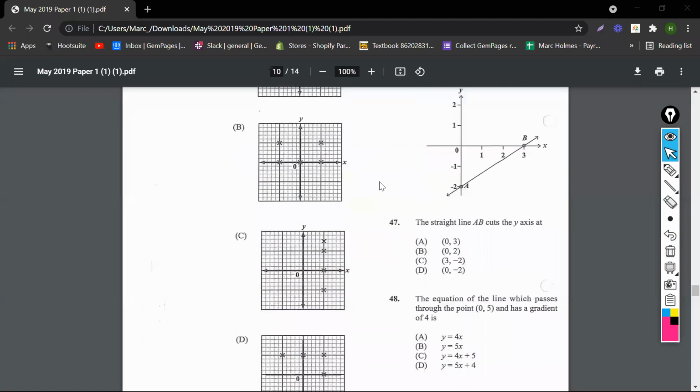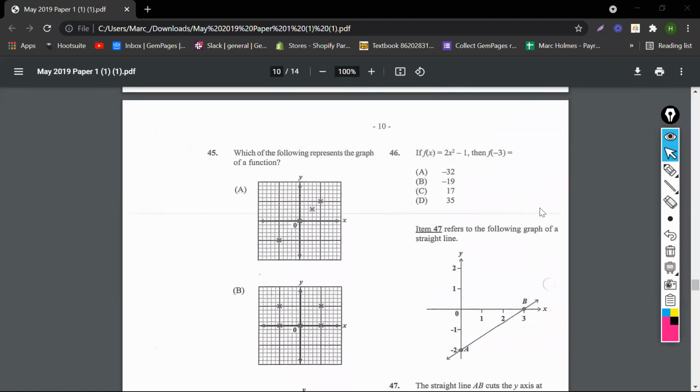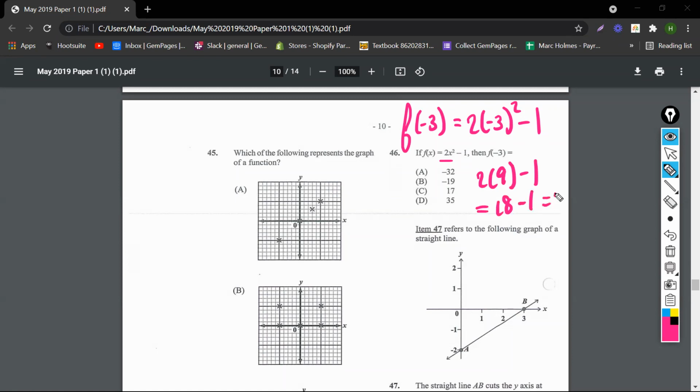All righty then. Let's move on to 46. 46 is a breeze. This is functions, guys. It says f of -3. We just need to put -3 into this, and we end up with 2 times -3 squared minus 1. -3 squared gives you 9. So 2 times 9 minus 1 is 18 minus 1, which is 17. So my answer is C.